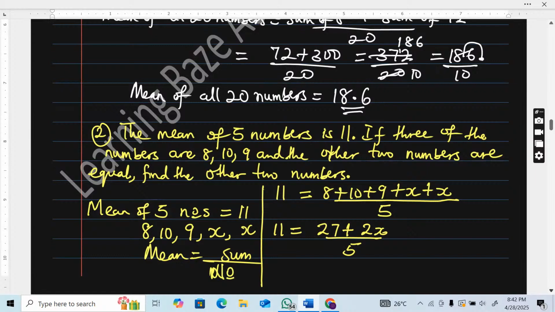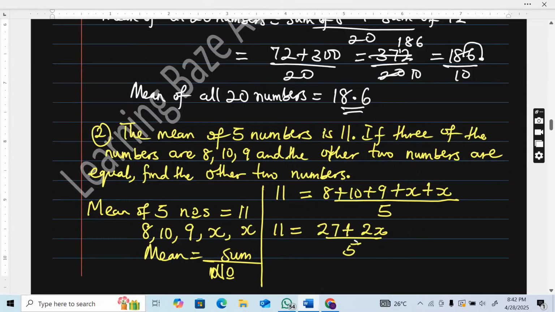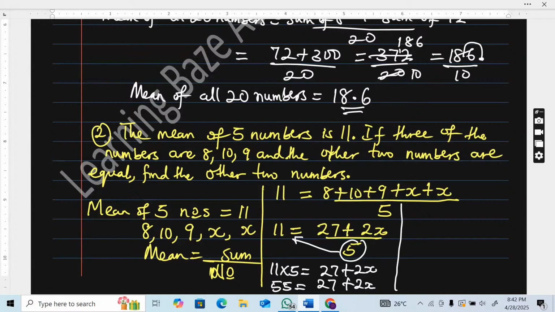All right? So for us to collect the like terms, let's get rid of 5 right here first. 5 is dividing on the right. When it goes to the left, it's going to multiply. So that will be 11 times 5 equals 27 plus 2x. So that will be 55 is equal to 27 plus 2x.